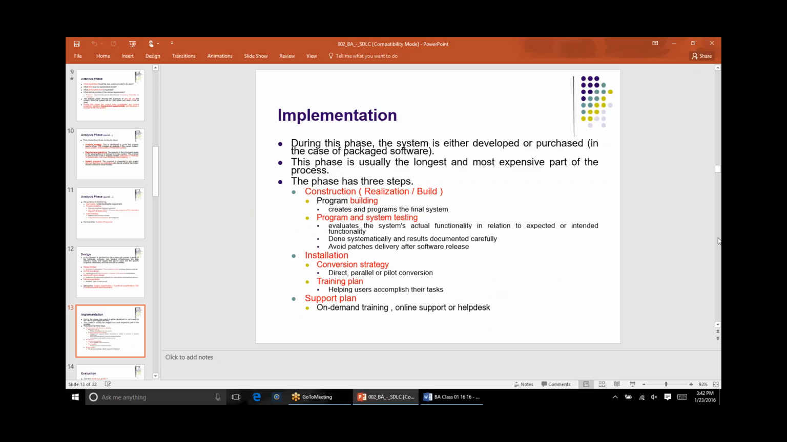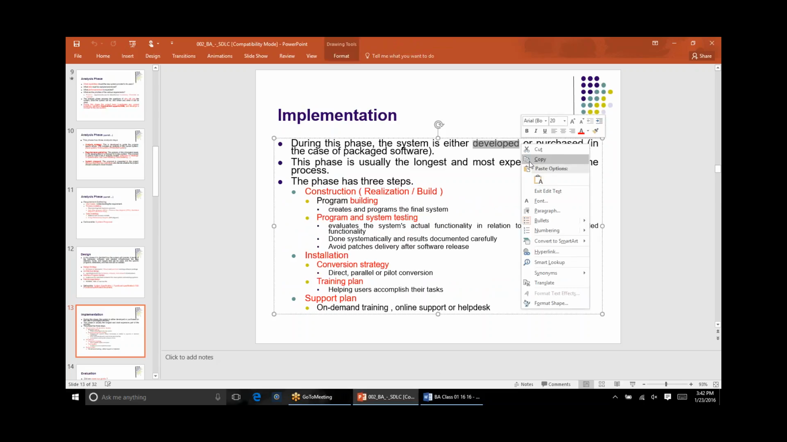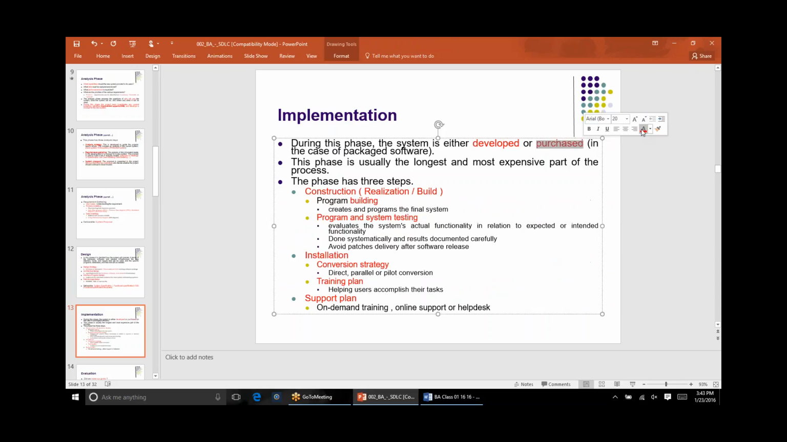Okay, implementation. Implementation basically means when you are implementing a solution. You might have a solution which you have either developed, where developed means you have done your own programming, or something which you have purchased. Purchased means a standalone application, so that is the packaged or purchased item. So we have a developed or purchased solution, either of them.